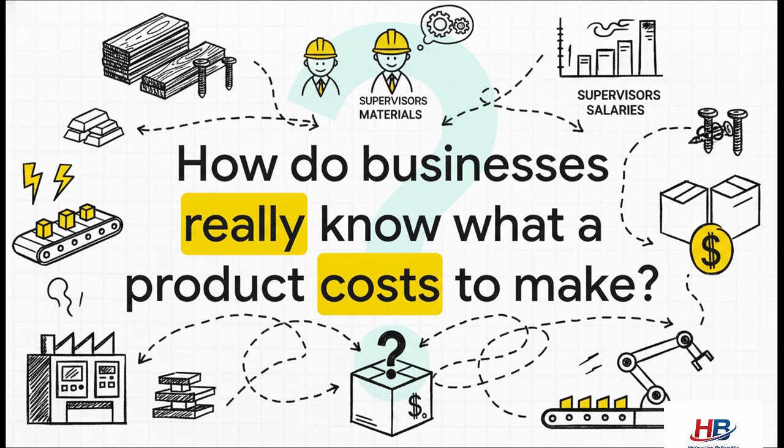Now you might be thinking, well, you just add up the materials and the labor, right? But what about everything else? You know, the electricity, the machine maintenance, the salaries for supervisors. We call that overhead. And figuring out how much of that overhead belongs to each individual product, that's where things get really tricky. It's also where the old traditional methods can get it totally wrong.